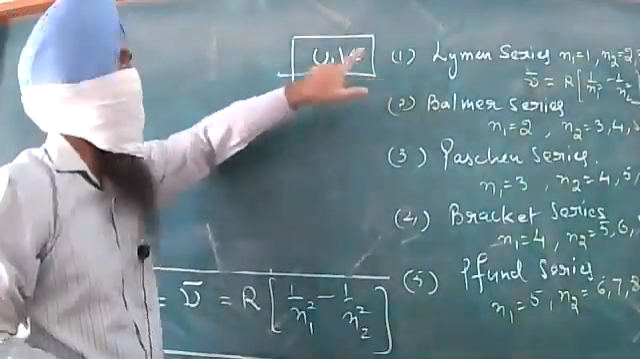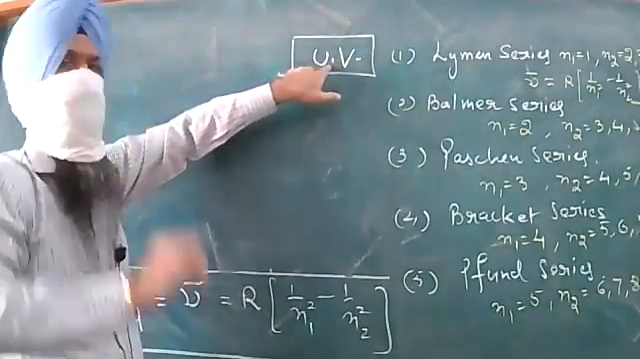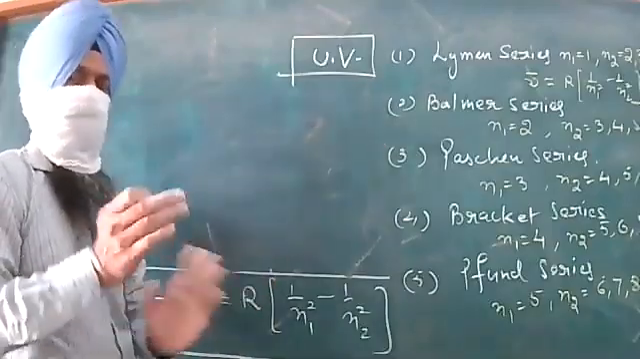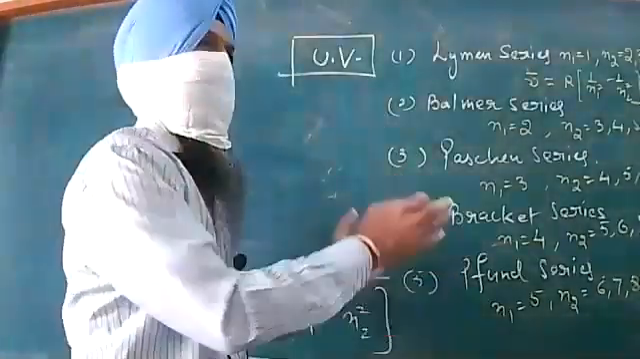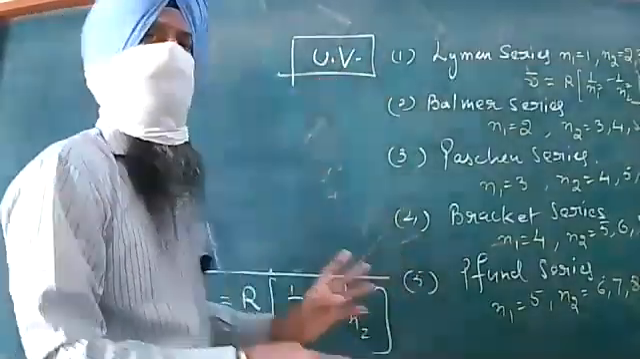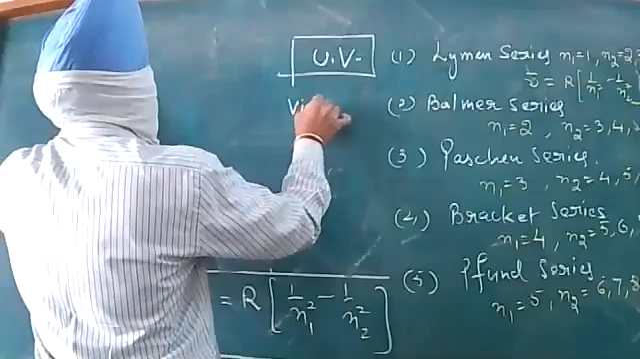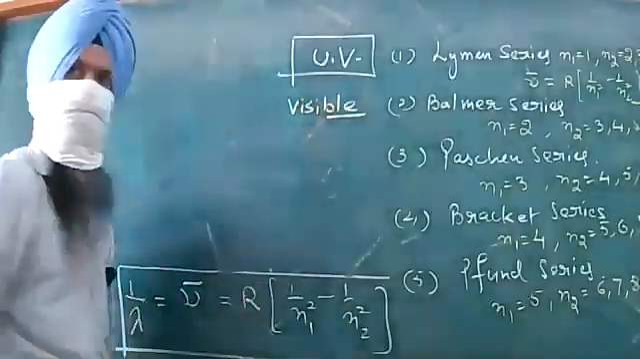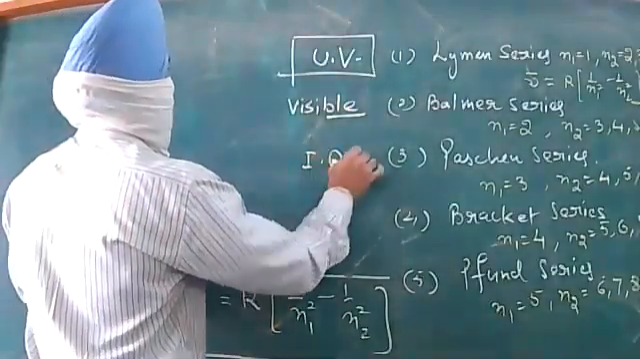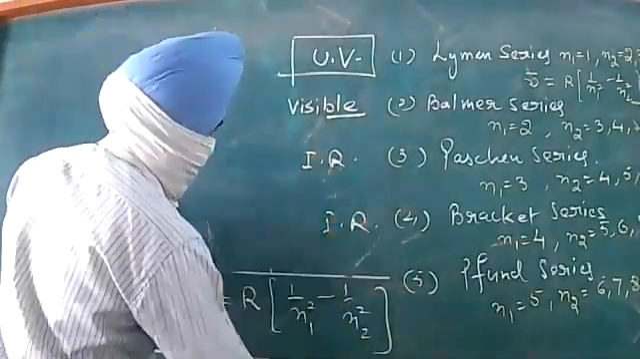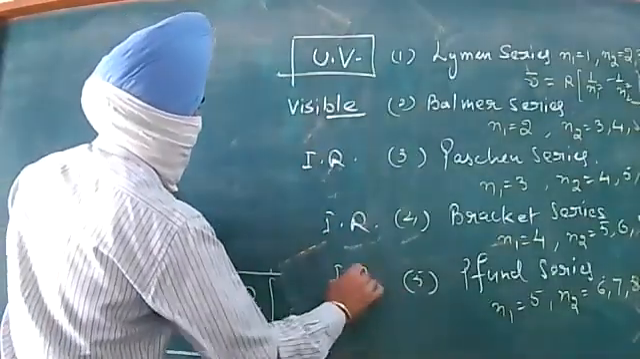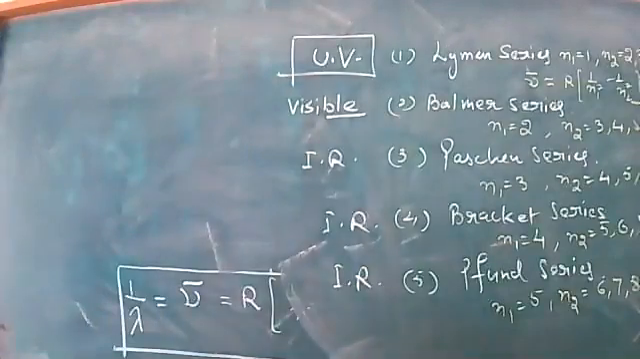Lyman series belongs to the ultraviolet region. It is not visible to the eye. And the Balmer series has a few lines in the visible and very few lines in the ultraviolet also. But basically, we say that it is present in the visible region. The rest of the 3 are in the infrared. This is infrared, infrared, and here again infrared. So this is quite important information.